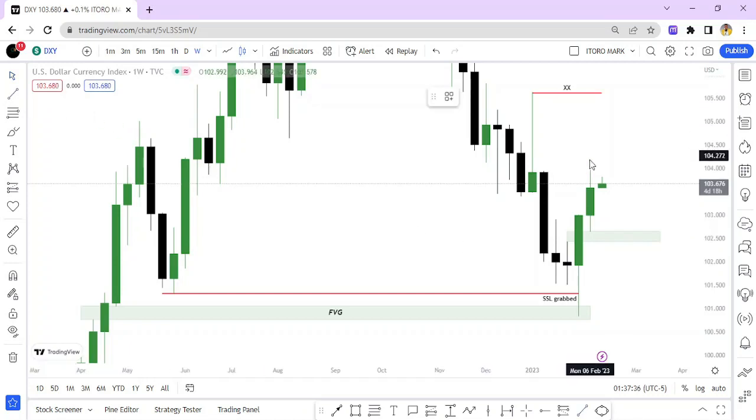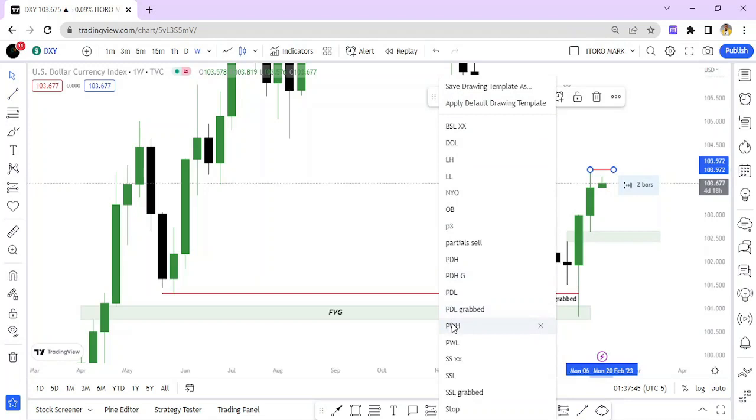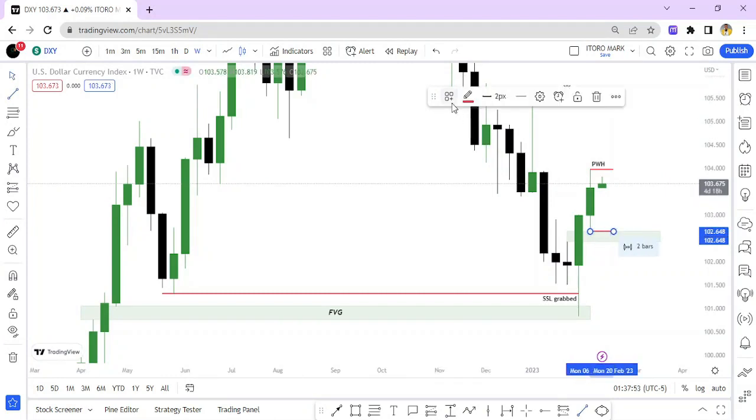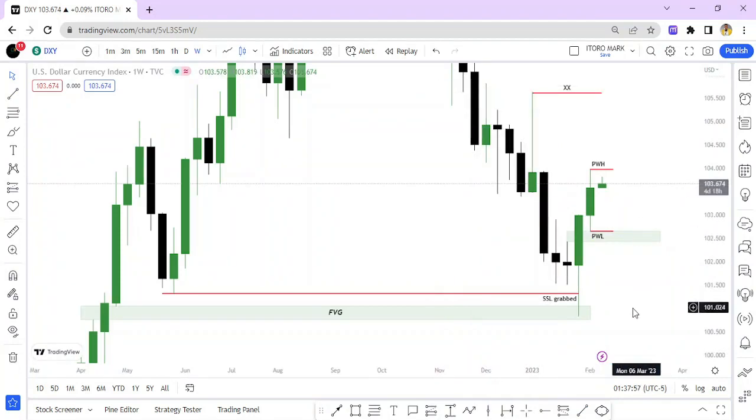You get? I'm going to add some annotations there. Previous week high, and then I will add here previous week's low. So yeah, this is what I'm expecting on DXY.